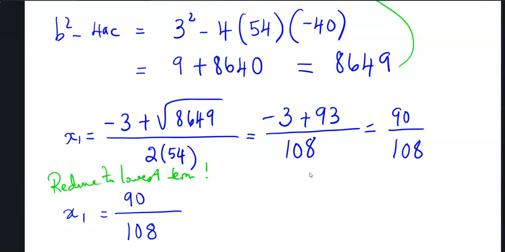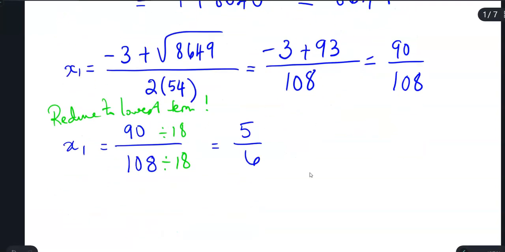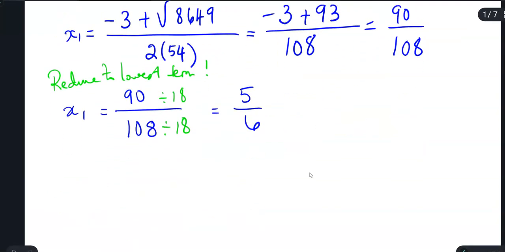I know that if I divide by 18, I will have the lowest term of the fraction as 5 over 6. 18 divided into 90 gives me 5, and 108 divided by 18 gives me 6. So 5 over 6. We leave it for now. And then x2 will be equal to negative 3 minus the square root of 8649, which we already found, which is equal to 93.